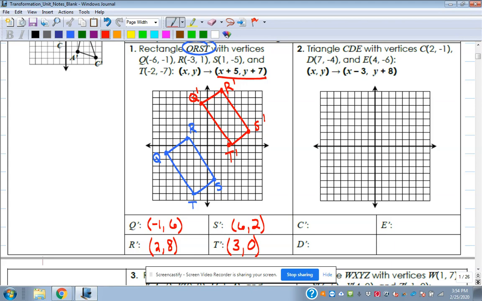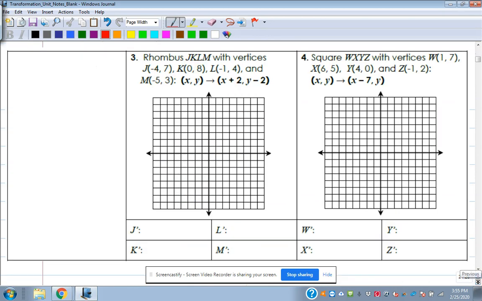Hey, y'all feel pretty good about that? Do we need to do number 2? I'll be glad to do it if you want to. All right, pretty easy thing. Just follow the instructions on the rule. That's what we're doing. Okay. 3 and 4 is the same idea. We have a rhombus. Let's just discuss the shape. What's a rhombus?